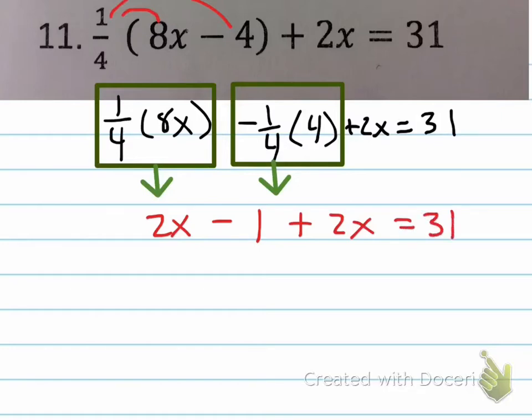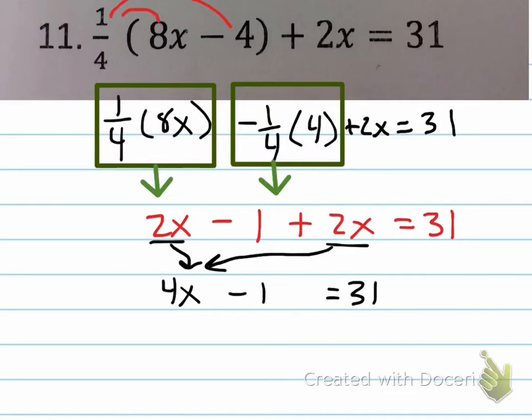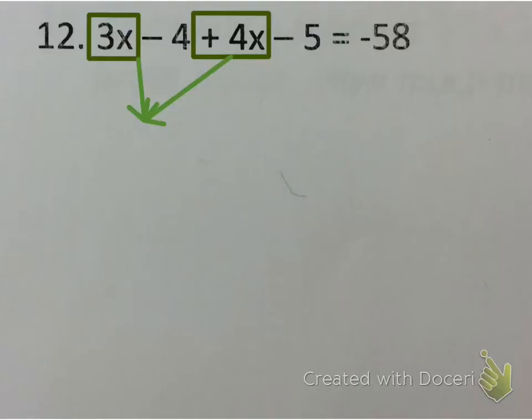31. So now, I'm going to underline my like terms. They're on the same side. This says 2x plus 2x, so I get 4x. And I'll recopy everything. Minus 1 equals 31. So 2x plus 2x equals 4x. That's where that's coming from. Minus 1. And now we need to just solve. So I add 1. So I get 4x equals 32. Divide by 4. x equals 8.